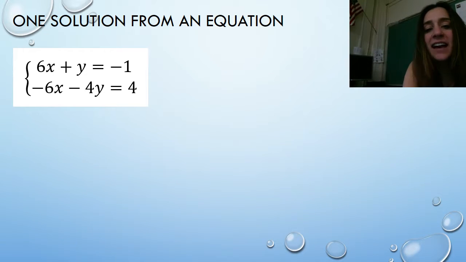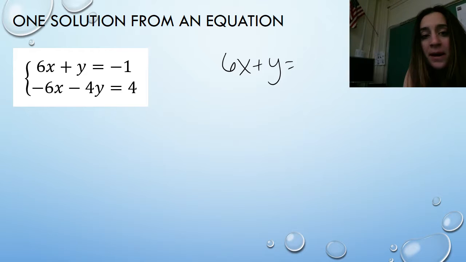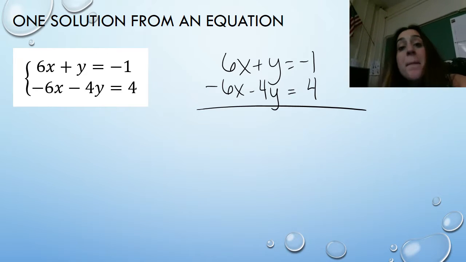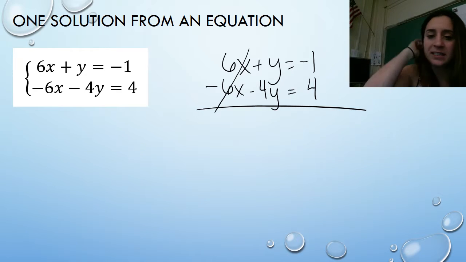Okay, so now let's see it algebraically. I'm going to do this problem by using elimination. So first thing I'm going to do is I'm going to rewrite both of my equations, and then I'm going to look to see which one I can eliminate. My x's are set up for me to eliminate. They're opposites, so they're nice and easy to cross out.